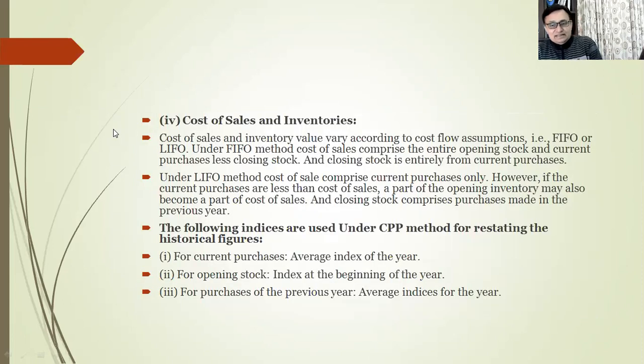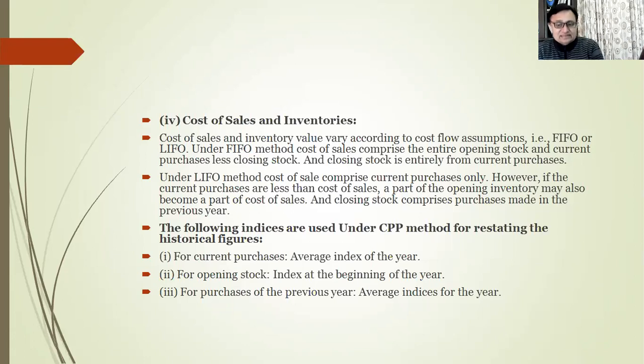Similarly, the cost of sales and inventories. Cost of sales or inventory value varies according to the cost flow assumption. We may have used the FIFO method or the LIFO method. Under the FIFO method, cost of sales comprises the entire opening stock and current purchases minus closing stock, and the closing stock is entirely from current purchases, so there is no need to recalculate the value. But under the LIFO method, cost of sales comprises current purchases only. However, if the current purchases are less than the cost of sales, a part of the opening inventory may also become part of the cost of sales. Accordingly, closing stock comprises purchases made in the previous year, so that needs to be converted.